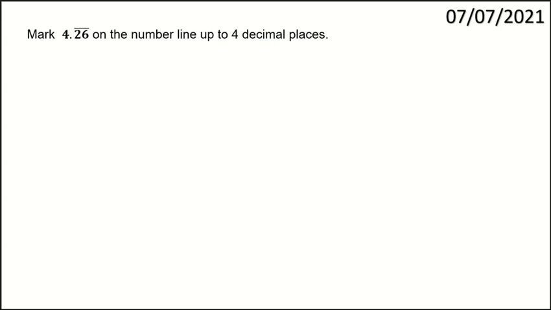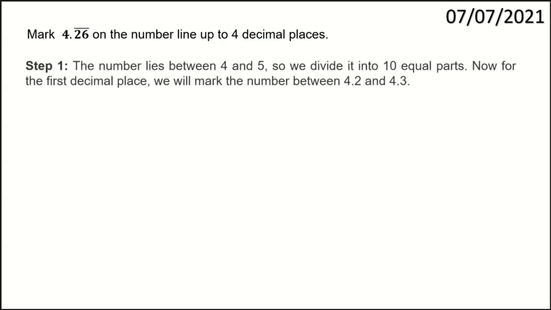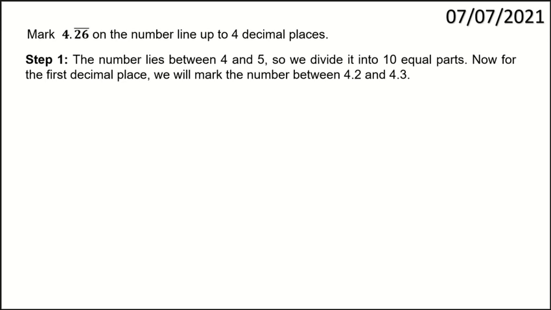While we are marking 4.26 bar, step number 1, the number lies between 4 and 5. So, we divide that into 10 equal parts. First decimal place is to be chosen, that is 4.2, which lies between 4.2 and 4.3 that we have marked.